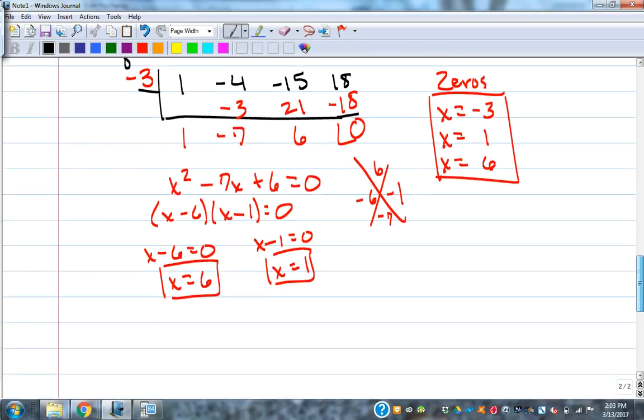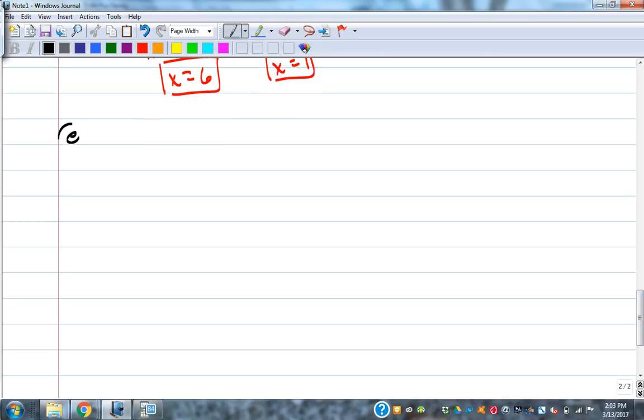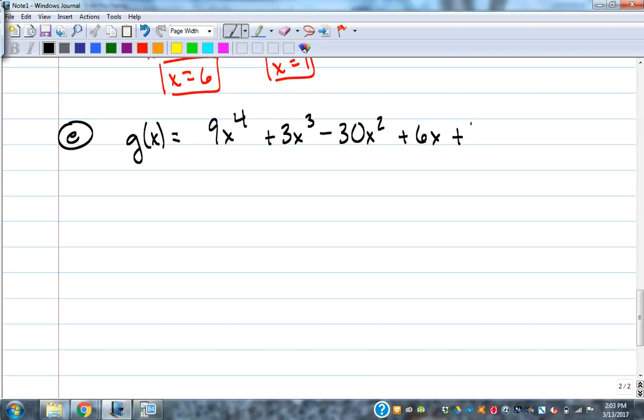Let's get to one where it kind of goes in the direction that Trevor was asking a question about. If we see that, do we have to go through that process? And why did I want you to go through that process? It's because you may have a polynomial like this one, not x squared, but x to the 4th plus 3x cubed minus 30x squared plus 6x plus 12. So you might have a polynomial like that.